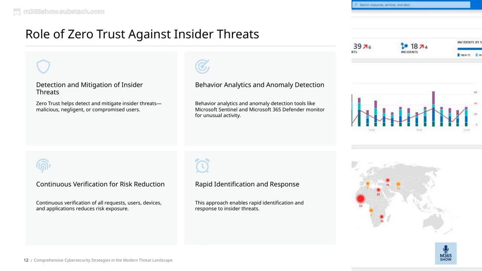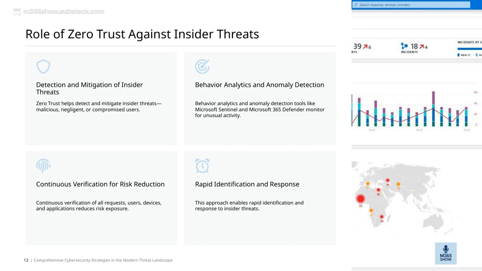Now, let's take a closer look at the role of Zero Trust in combating insider threats. This approach is all about enabling us to quickly identify and respond to potential threats from within the organization. By continuously verifying every request, whether it's from a user, a device, or an application, we significantly reduce our risk exposure. Tools like Microsoft Sentinel and Microsoft 365 Defender play a critical role here by monitoring behavior and detecting anomalies that might indicate malicious or negligent activity.